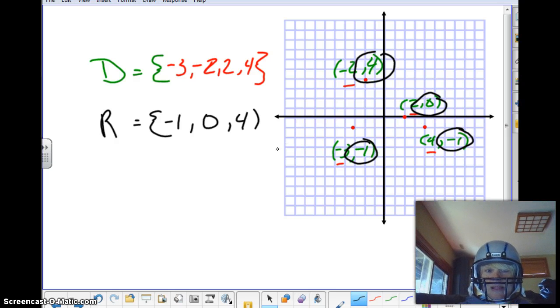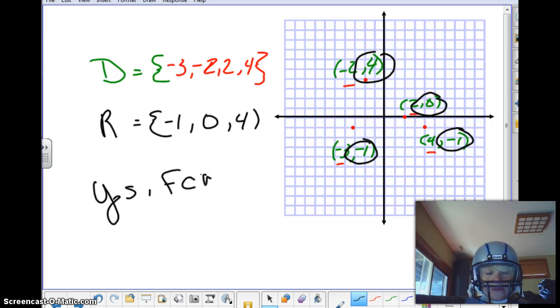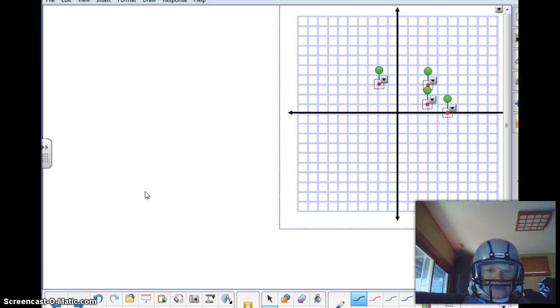Then the next question is, can you call this a function? So when we're determining if it's a function, we need to look at the domain because that's all my x values, right? And here I can see that none of my x values repeat. Also, if I draw a vertical line through here, through here, through here, and through here, it only goes in one spot. So we could say, yes, this one is a function. Remember, FCN is function. Okay? So let's look at the next example.